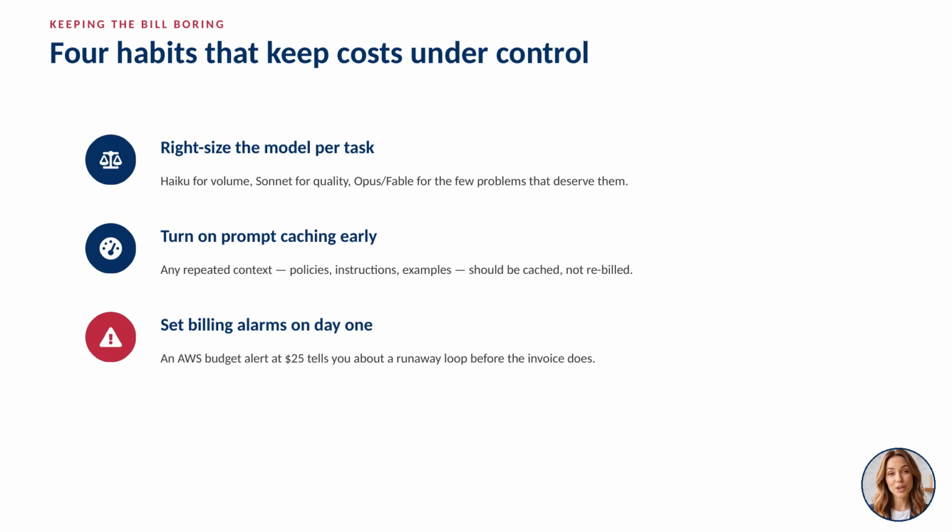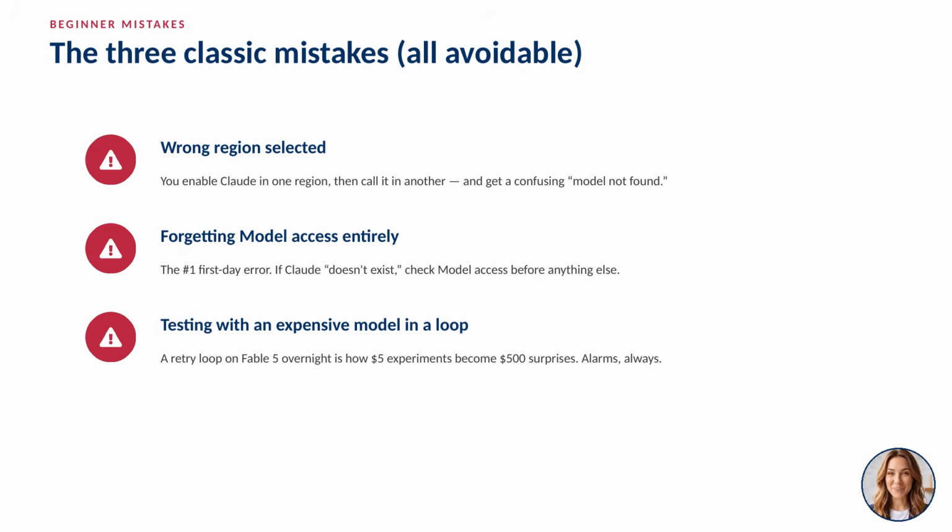Set an AWS billing alarm on day 1. A budget alert at $25 will tell you about a runaway loop long before the invoice does. And 4, which deserves its own slide. Know the classic beginner mistakes. Let's do those now. The 3 classic beginner mistakes, all completely avoidable now that you know them.